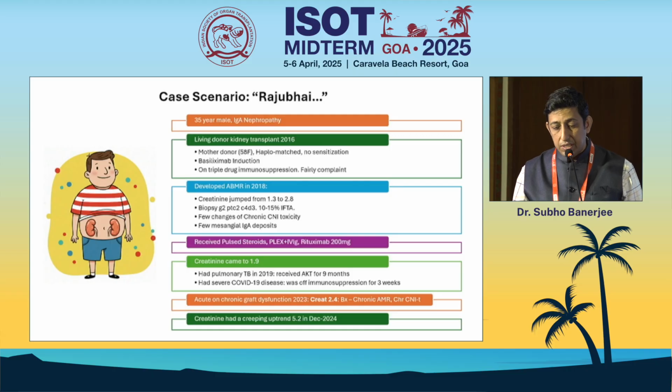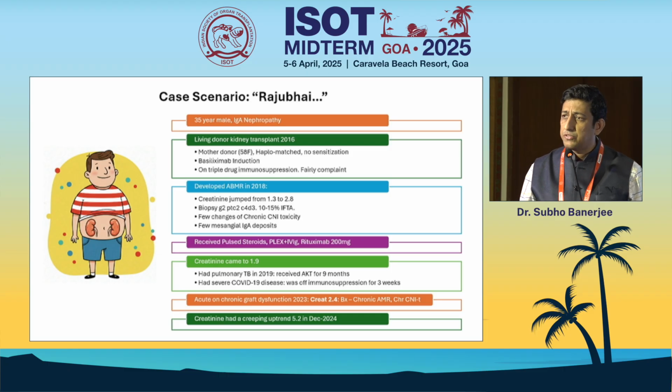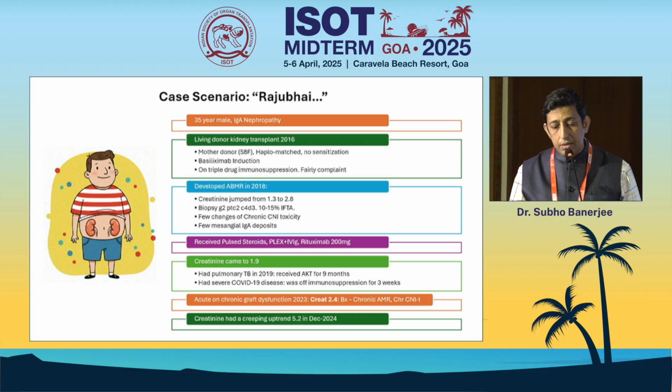Now, I want all of you to meet Raju Bhai. He is a 35-year-old male who was diagnosed with IgA nephropathy. He had a living donor kidney transplantation in 2016. His mother was the donor, 58 years old at that time. There was no history of sensitization, basiliximab induction, and triple immunosuppression. He was fairly compliant. Now look at the progression of events.